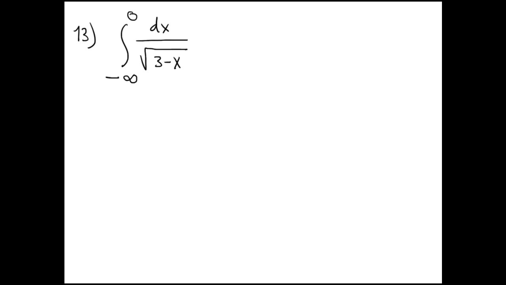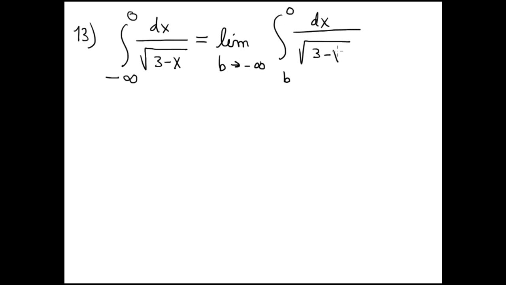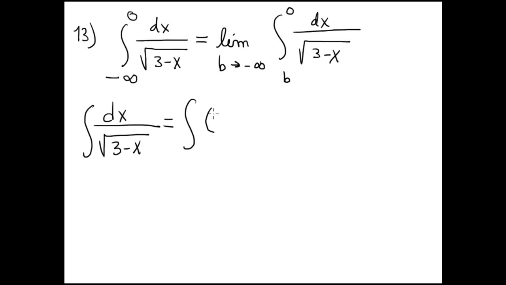Okay, this is an improper integral, and you change it like that. Limit when b approaches negative infinity of the integral from b to 0 of dx over the square root of 3 minus x. Now we compute the antiderivative. The antiderivative of 3 minus x raised to the negative 1/2 dx.